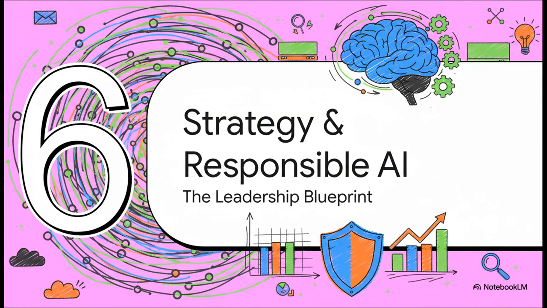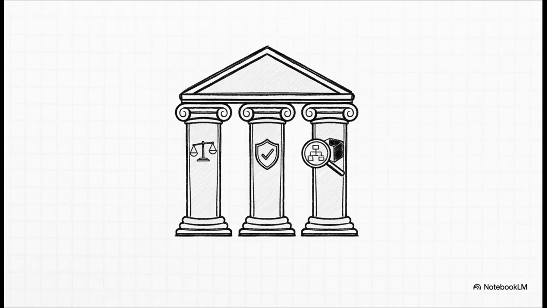All right, let's bring this all home. For our final section, we're zooming out from the tech and focusing on the leadership blueprint, because having all these cool tools is one thing, but how do you actually implement them strategically, ethically, and responsibly? That's the million-dollar question. And that brings us to something that is absolutely non-negotiable: responsible AI.